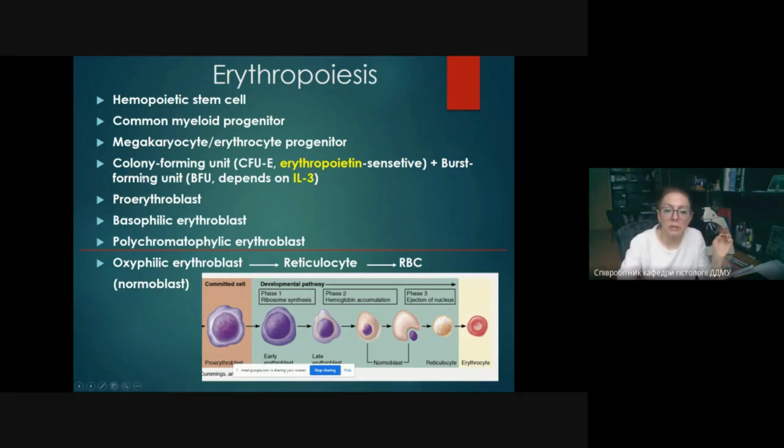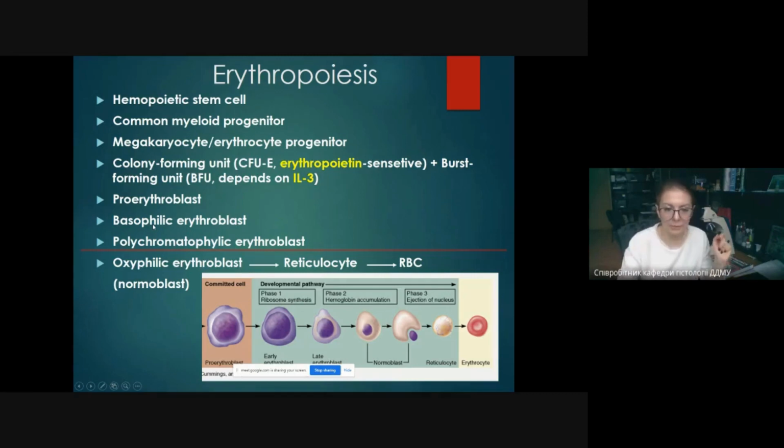And after that, colony-forming unit gives rise to the next cell, which is proerythroblastum. As we have said, this is a large cell with many nucleoli, and then it divides, giving rise to 3 next stages: basophilic, polychromatophilic, and oxyphilic erythroblasts. So, who knows why the erythroblast first stage is basophilic?